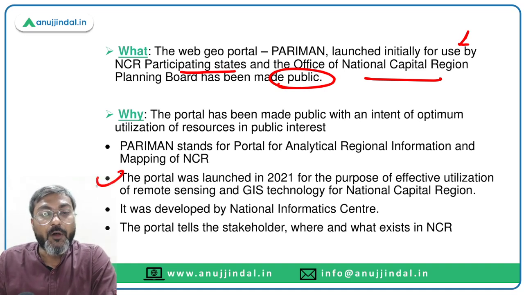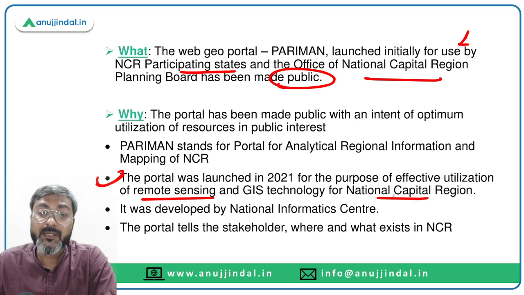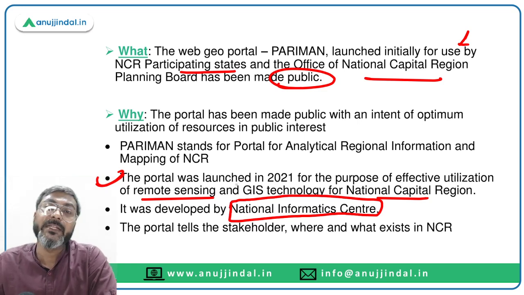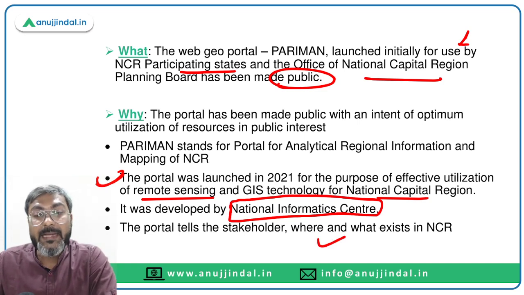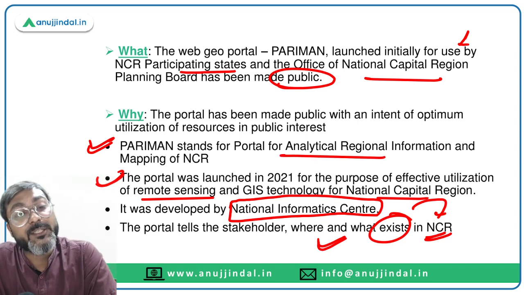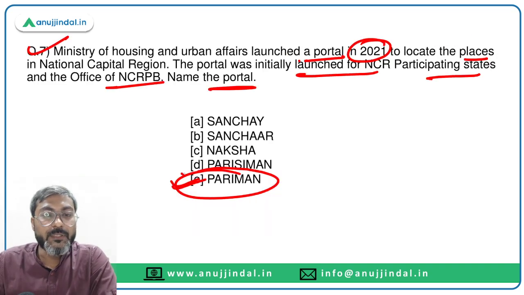The purpose of launching this portal in the year 2020 was the effective utilization of remote sensing and GIS technology for the National Capital Region. This portal was developed by the National Informatics Centre, and it tells all the people using it what and where exists in the National Capital Region, right? And what is the full form of Pariman? Of course, there is a full form: Portal for Analytical Regional Information and Mapping of NCR, right?